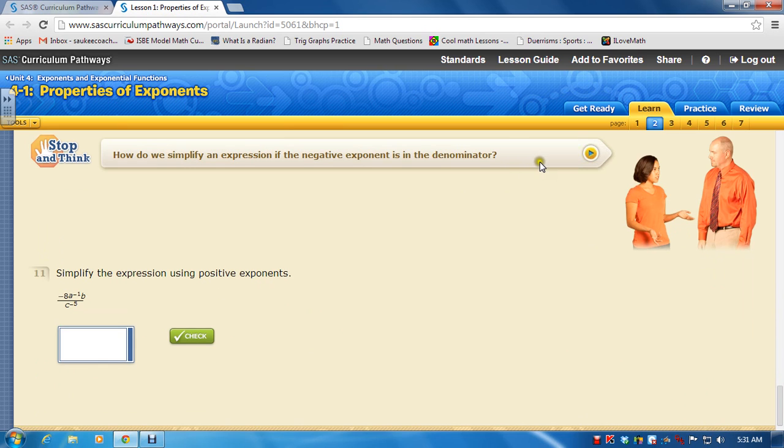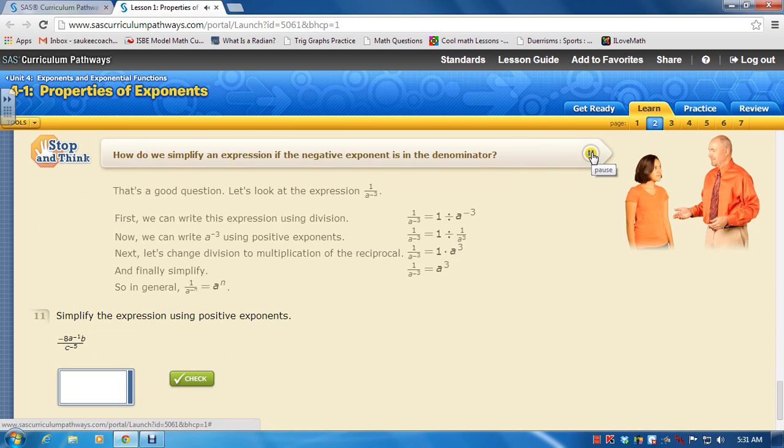Okay, let's listen to this and then we'll move on. How do we simplify an expression if the negative exponent is in the denominator? That's a good question. Let's look at the expression 1 over a to the negative 3 power. First, we can write this expression using division. Now we can write a to the negative 3 power using positive exponents. Next, let's change division to multiplication of the reciprocal. And finally simplify. So in general, 1 over a to the negative n is equal to a to the n.